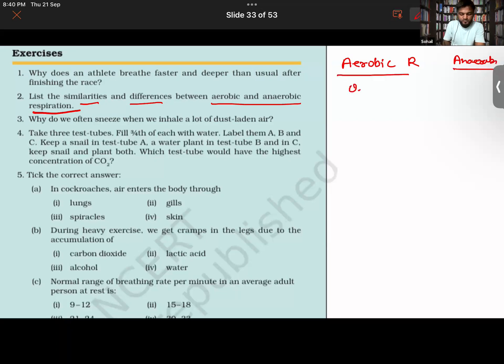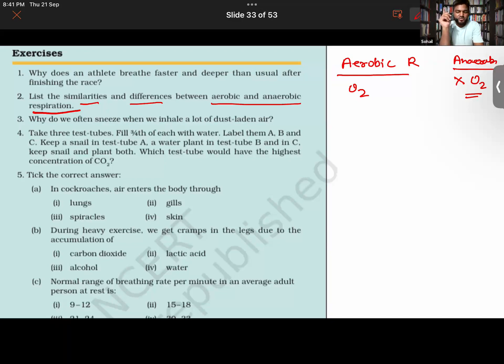And in aerobic respiration, energy and carbon dioxide are released, sir. And in anaerobic respiration, for example in yeast, alcohol, carbon dioxide, and a bit of energy will be released, sir. Look, these are the products formed in the two types of respiration.